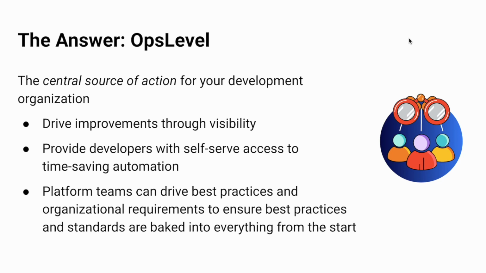OpsLevel is a central source of action needed for your teams to drive meaningful improvements in these areas and ensure individuals across the organization have a consistent and easy way to access automation. With OpsLevel, developers can self-serve key actions in the software lifecycle, and platform teams can ensure best practices and standards are baked into everything from the start.